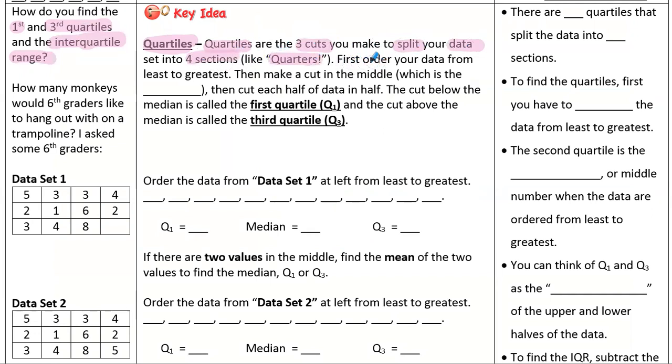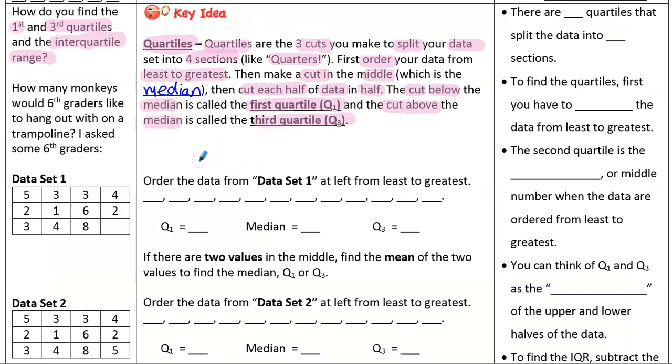The first step is to order your data from least to greatest. Then make a cut in the middle. Once the data is from least to greatest, that cut in the middle is the median. Then we're going to cut each half of data in half. The cut below the median is called the first quartile, and the cut above the median is called the third quartile.